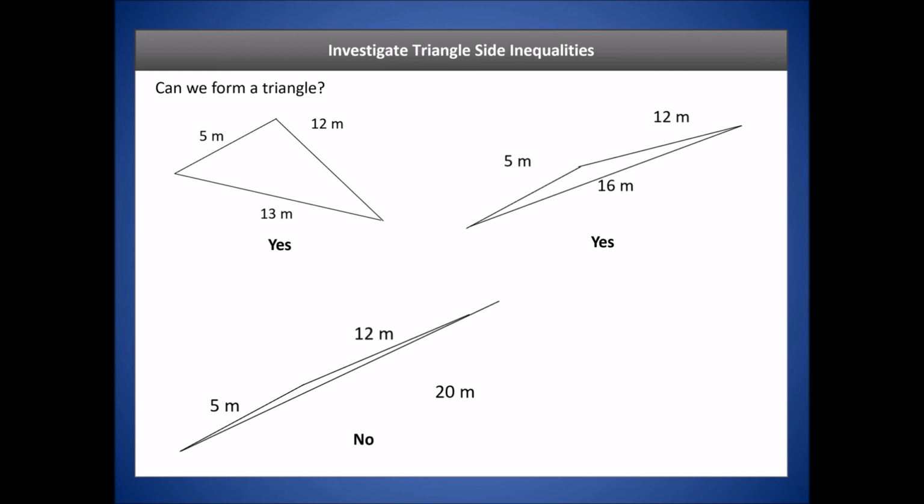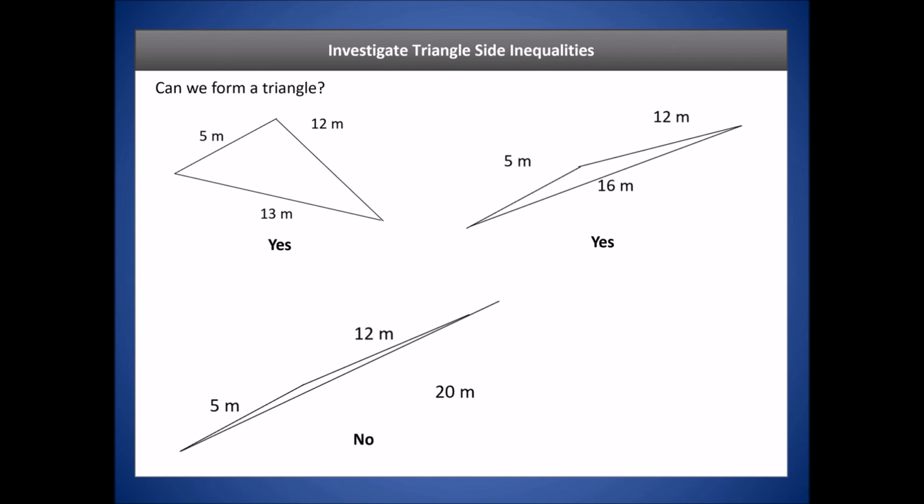Can we form a triangle? Well, the first example, when we had a 5, 12, and a 13, they could fit as a triangle. 5, 12, and a 16, yes, that can form a triangle, even though it's a weird triangle. And the third example, the most recent example, we cannot make a triangle out of this. So what's the relationship between these three, the side lengths of these triangles?